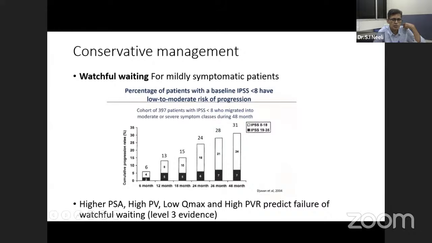However, in those patients who have higher PSA, higher prostatic volume, low Qmax, or a high PVR to begin with, there is a high chance of failure of this watchful waiting.